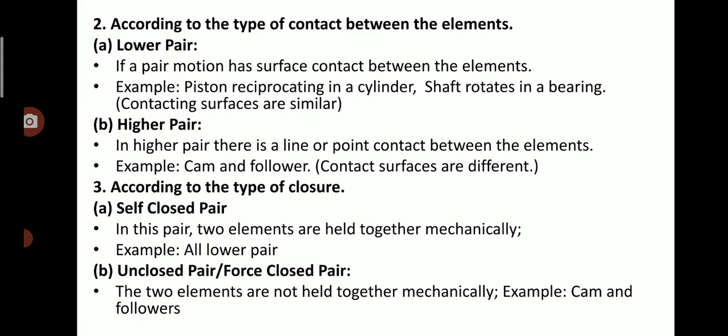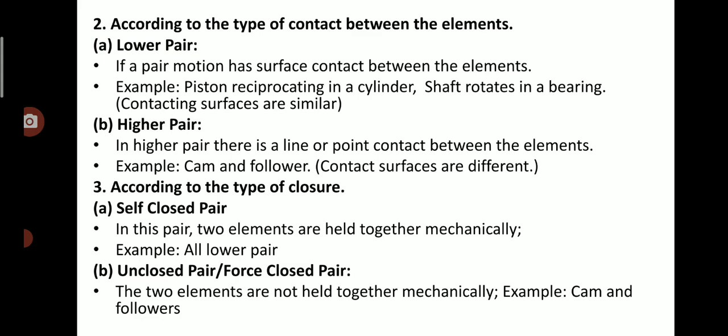Now this is another option by which we can classify the pair, according to the type of contact between the elements: lower pair and higher pair. In case of lower pair, if a pair has a surface contact between the elements, then it is known as a lower pair. While in case of higher pair there is a line or point contact between the elements. So cam and follower is an example of higher pair, while a piston reciprocating in a cylinder is an example of lower pair. Another example of lower pair is a shaft rotating inside the bearing.